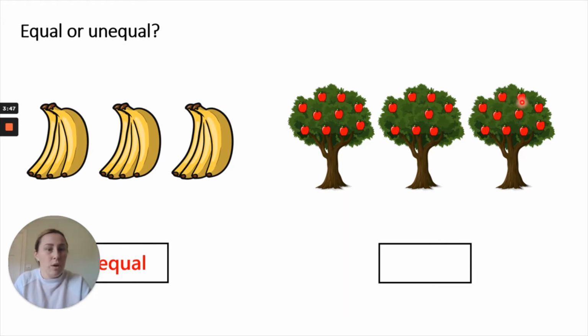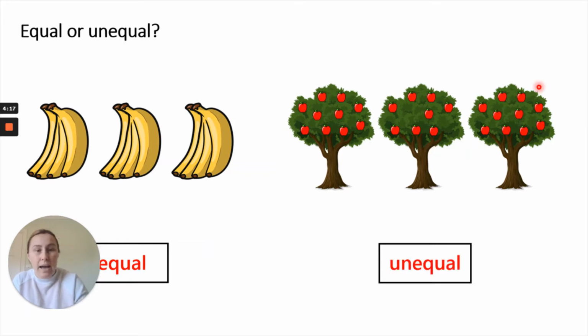1, 2, 3, 4, 5, 6, 7, 8, 9, 10. Now the third group, the third tree, with the third group of apples on, also has 10. So our first group and our third group have 10 apples. But our second group of apples on the second tree didn't have the same amount. It didn't have an equal amount. It only had 8 apples. So we know that these groups are unequal groups.